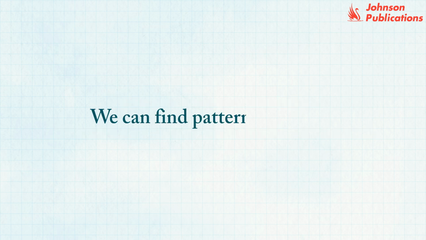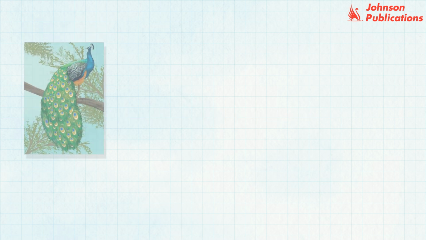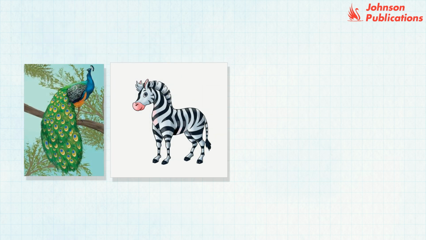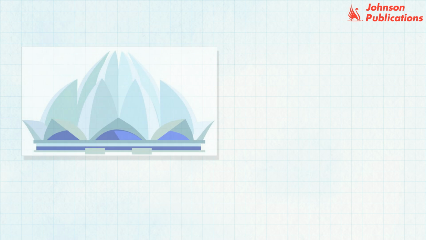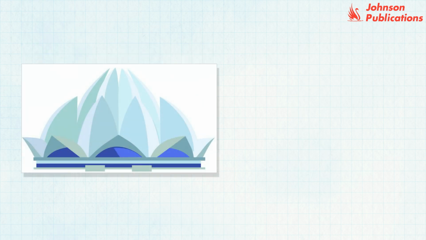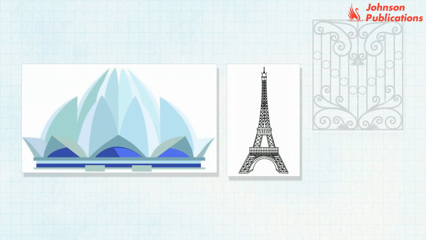We can find patterns in nature, like peacock's feather, zebra stripes, and rainbow. We can find patterns in man-made things. For example, observe the shape of a lotus temple, the Eiffel Tower, and a railing.